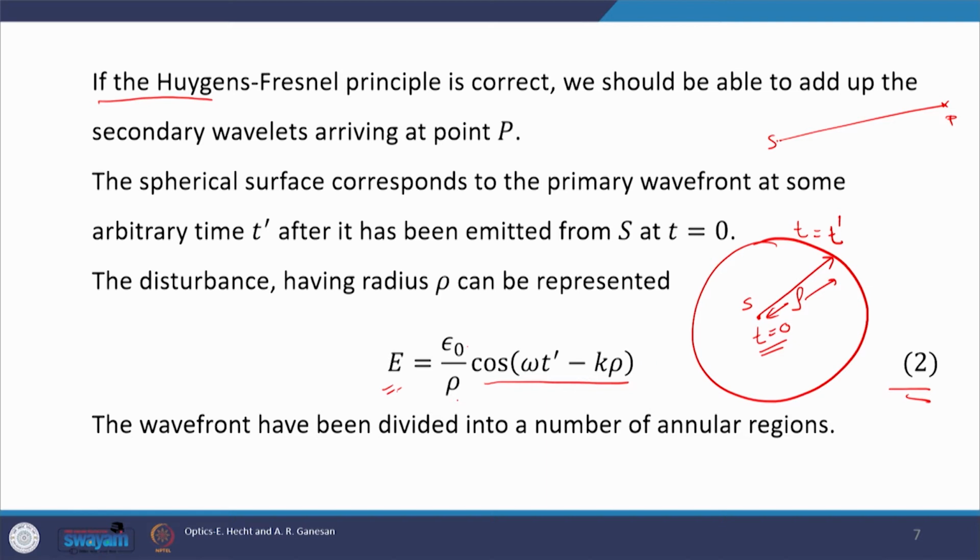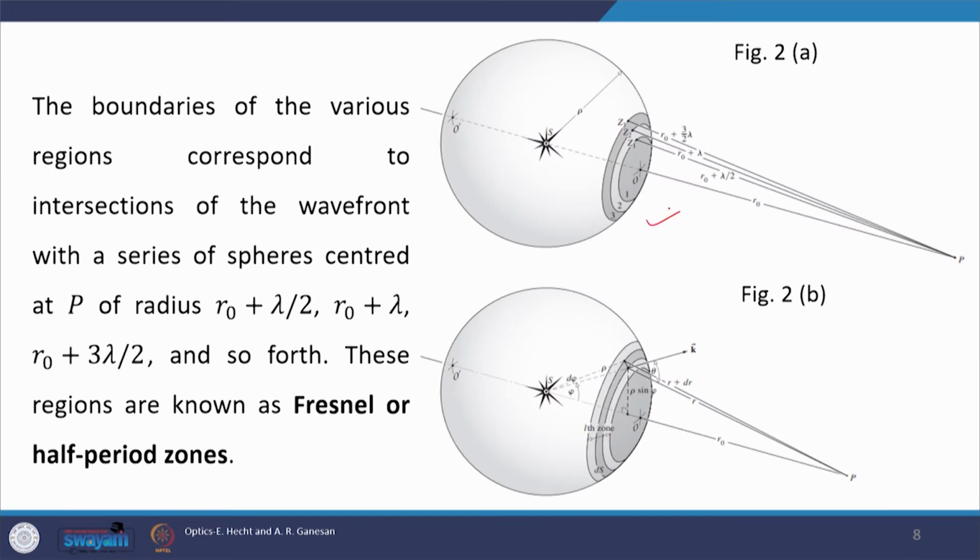Now, what we do is that suppose we have a point of observation P here and we divide the wavefront into a number of annular regions. How to do this? This is clearly depicted in this figure. In this figure you see we have a point source S, and at a time t prime the point source has this wavefront, and the radius of this sphere is rho.